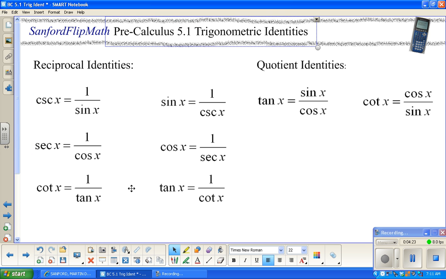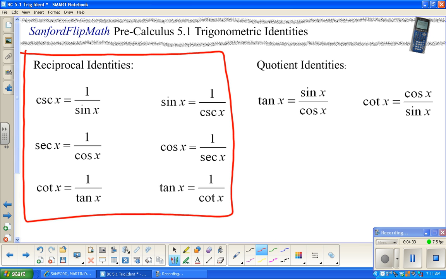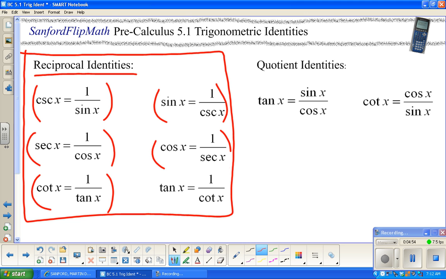The good news is that some of these you already know or are very, very straightforward. So we're going to classify them, and I think that helps to remember them. The reciprocal identities are real straightforward, and as I said, you already know them. Since sine is opposite over hypotenuse and cosecant is hypotenuse over opposite, these are reciprocals of each other, and that's true for all of these. And likewise, the reciprocal of cosecant will get us back to sine, etc. So this set of 6 identities you already should know.